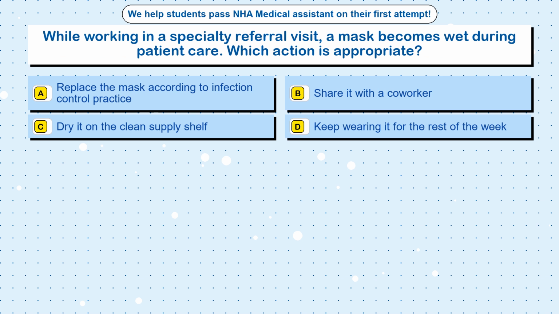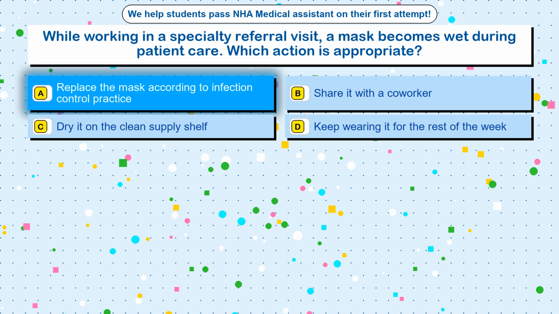Question 40. While working in a specialty referral visit, a mask becomes wet during patient care. Which action is appropriate? Option A. Replace the mask according to infection control practice. Option B, share it with a coworker. Option C, dry it on the clean supply shelf. Option D, keep wearing it for the rest of the week. The correct answer is option A.